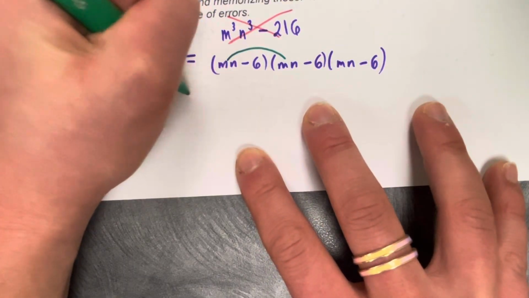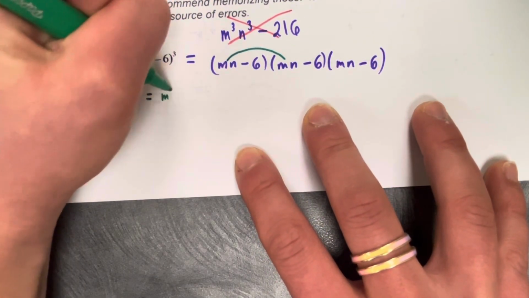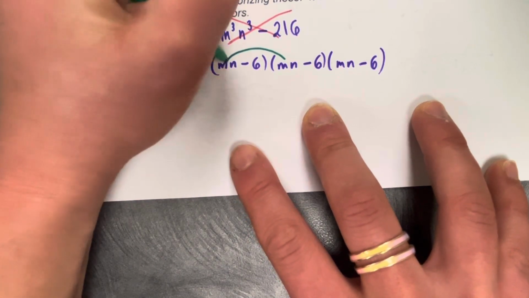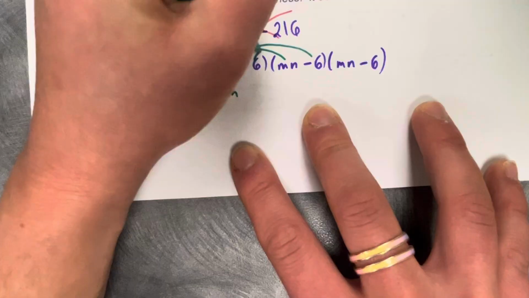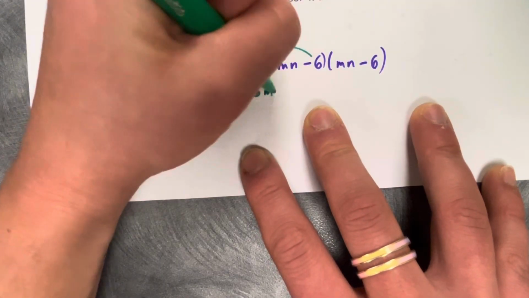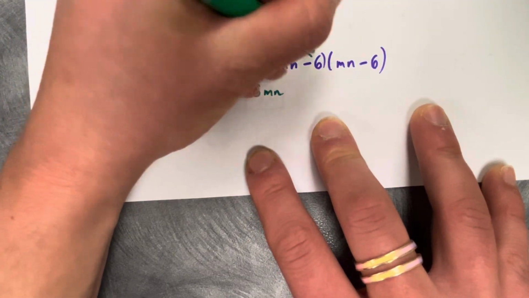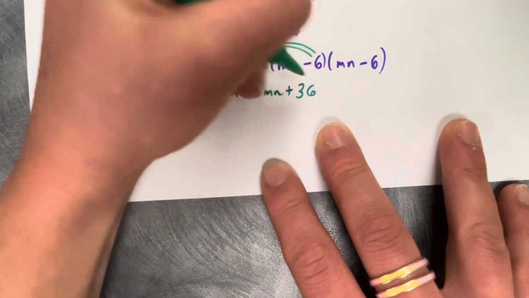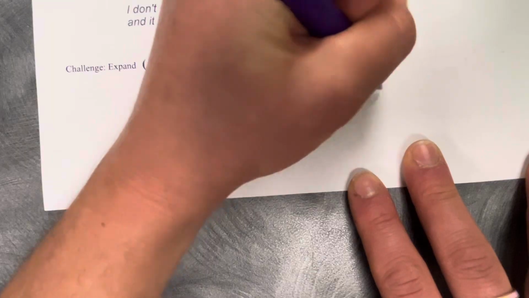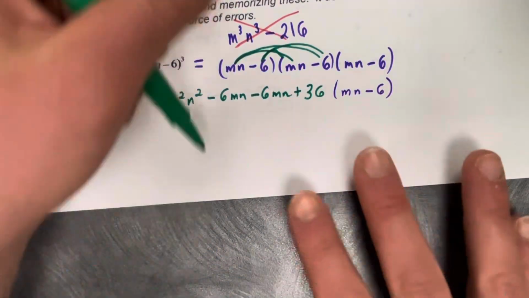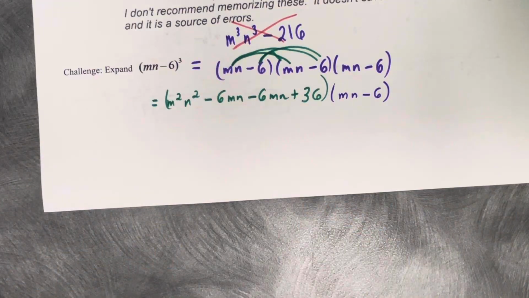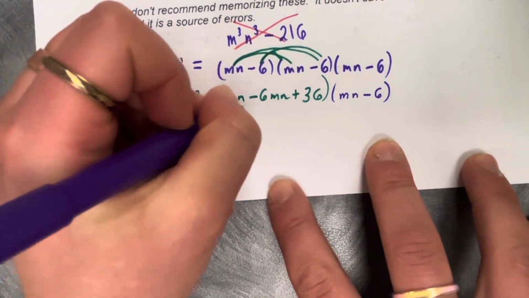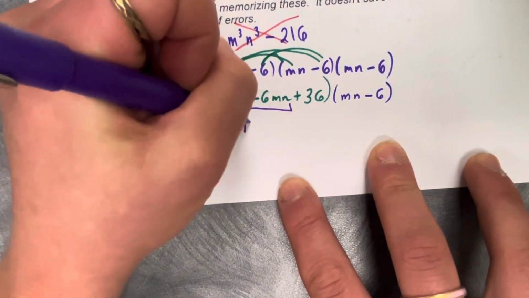So we get m squared, n squared for the first term. Outer terms are minus 6 times mn. Inner terms are minus 6 times mn, same thing. And then last terms are plus 36. And then we want to bring down this mn minus 6 to multiply with our new polynomial. Now, this is not very pretty, so we're going to clean it up again. Put together the 2 negative 6 mn's, you get negative 12 mn.